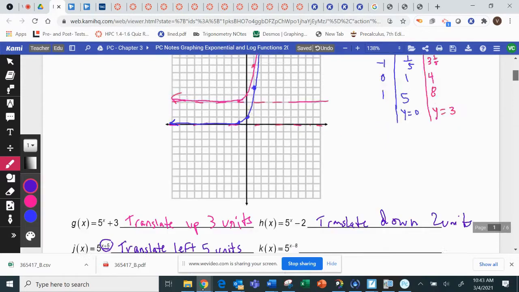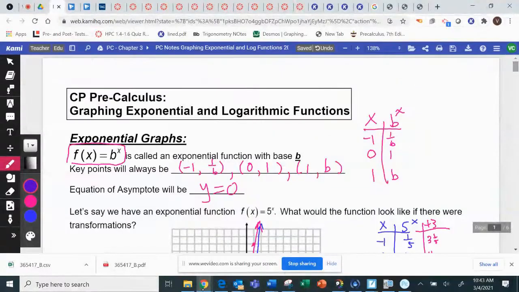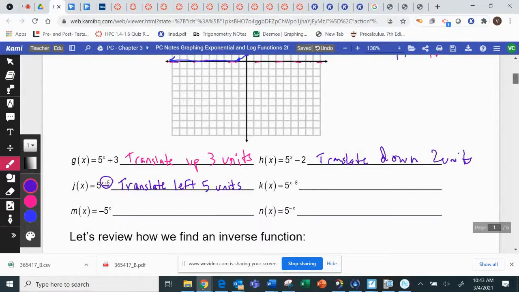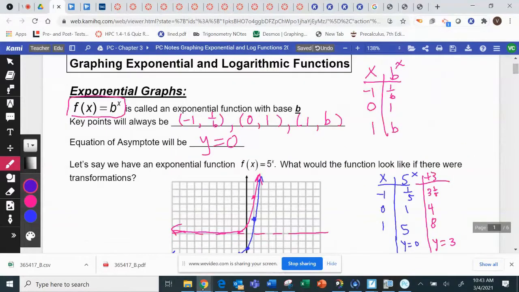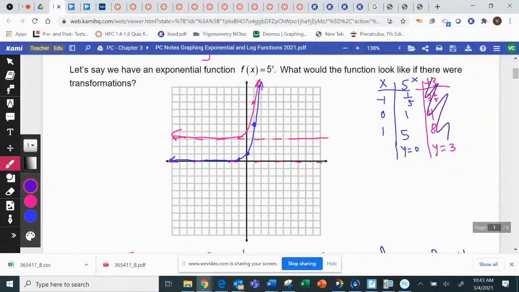So if I were using this original table here, and don't look at the pink, because that was a different question, I would, on this side, subtract 5. I would get negative 6, negative 5, negative 4. Come over here and I'd graph negative 6, a fifth, negative 5, 1, negative 4, 5.